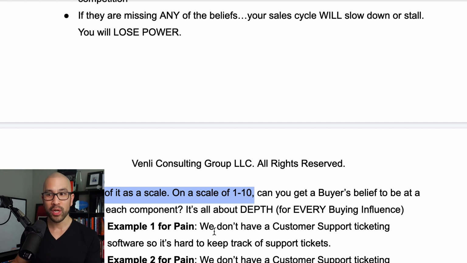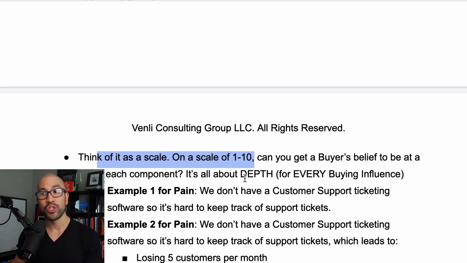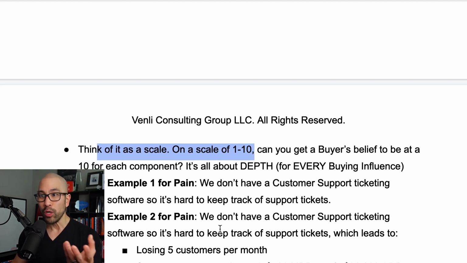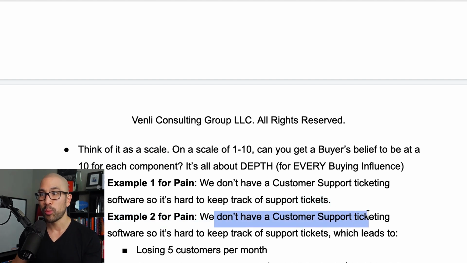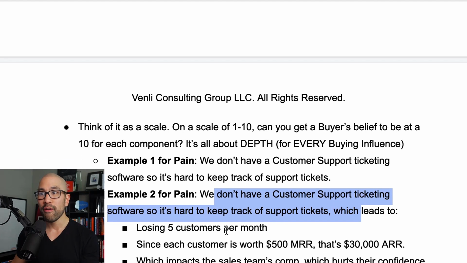Do they really understand how much depth there is? So, for example, when you understand this, and you start diving deeper using a framework I call RIM, understanding the relevance, impact, and motive, you start uncovering deeper things, which requires deeper follow-up questions. For example, here, we don't have customer support ticketing software, so it's hard to keep track of support tickets. So, saying above, which leads to losing 5 customers per month.